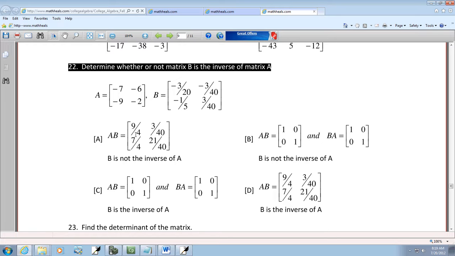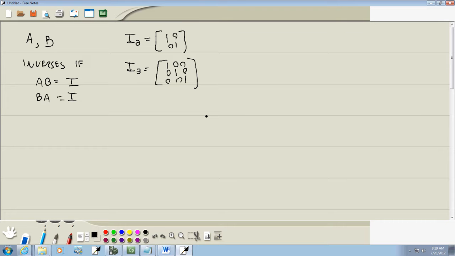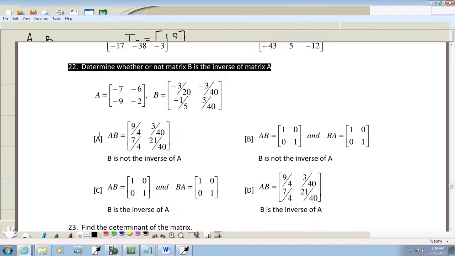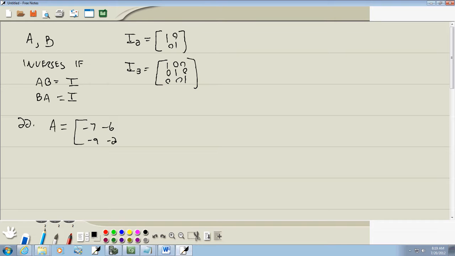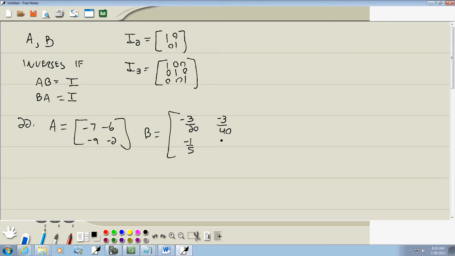Now they don't have B times A, because once you find A times B and it doesn't work, then there's no use for you to even check B times A. Well, let's do this by hand. A is going to equal negative 7, negative 6, and negative 9, negative 2. And B is going to equal negative 3 over 20, negative 3 over 40, negative 1 over 5, and 3 over 40.